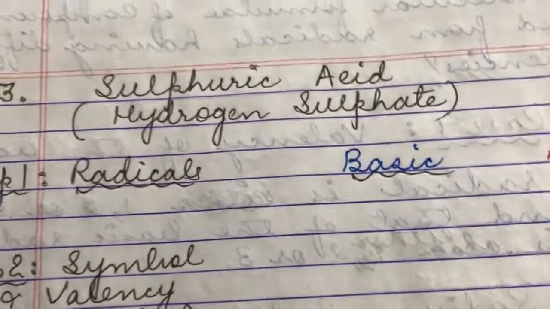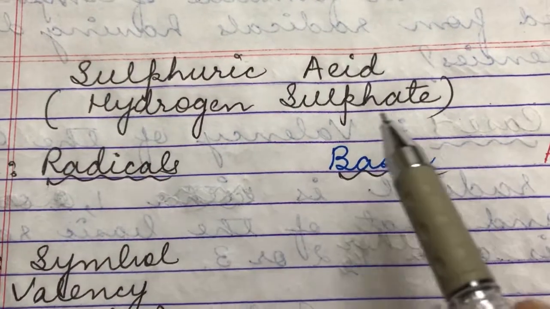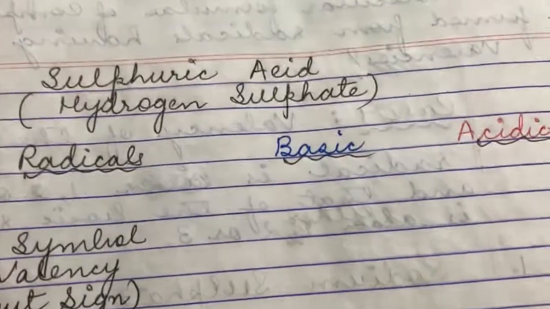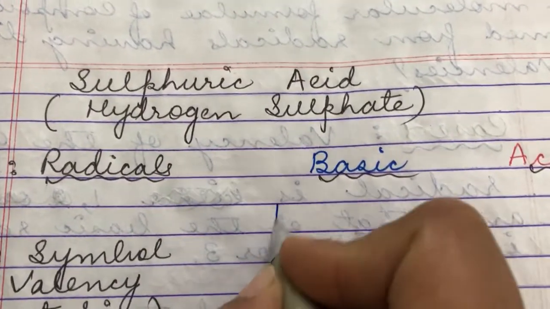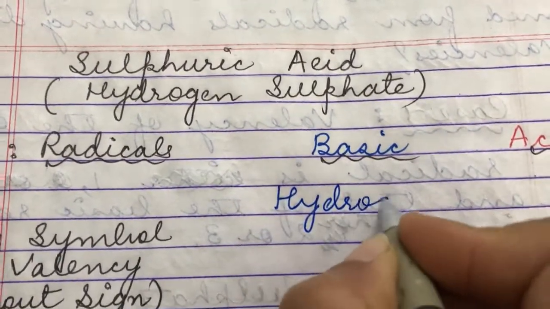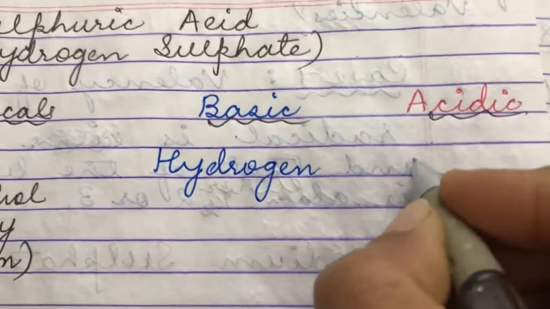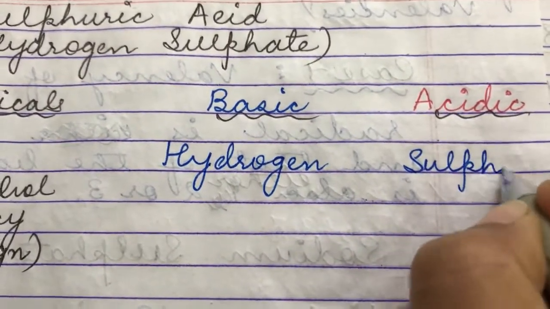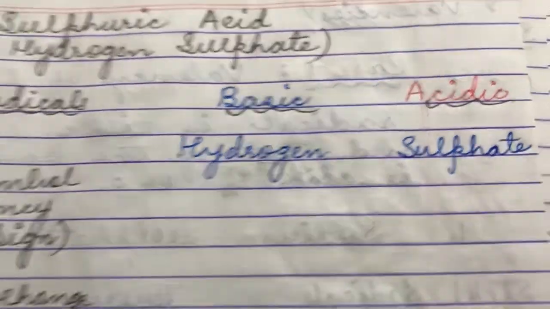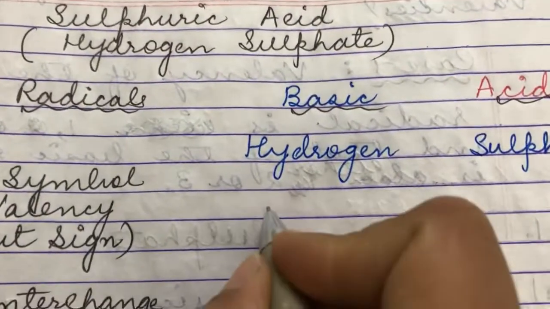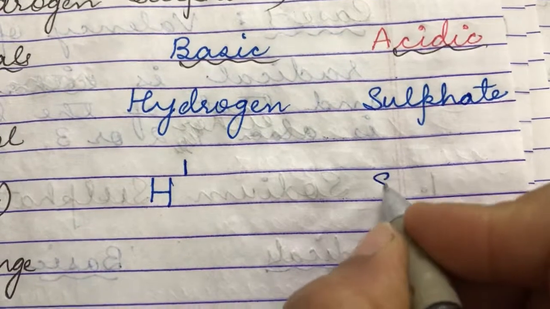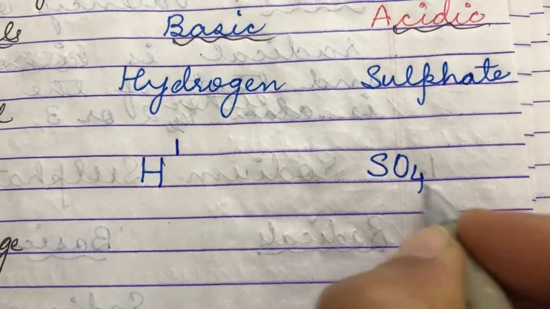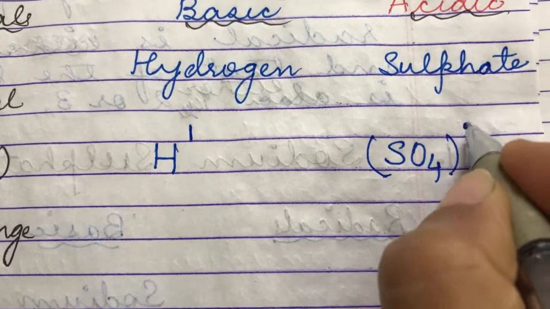Let's take the next example now. Sulphuric acid. Children, sulphuric acid is actually known as hydrogen sulfate. So this is how we will come to the formula of sulphuric acid. The basic radical present in sulphuric acid is hydrogen, and the acidic radical present here is sulfate. The symbol of hydrogen is H. Its valency is 1. Sulfate is SO4, S capital O capital 4 in the subscript. Put the whole in a bracket, write 2 on top of it.